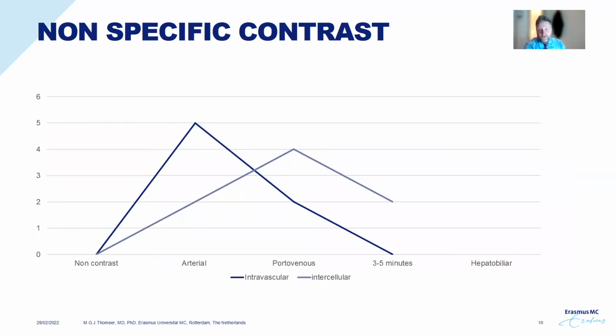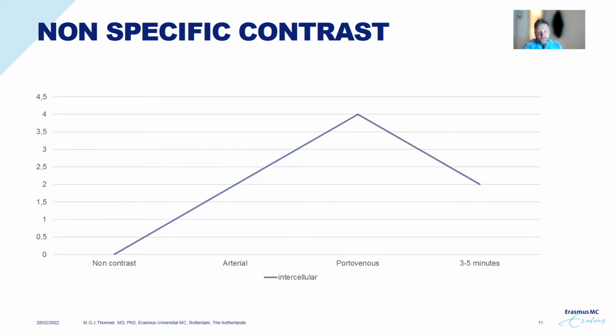What happens now if you inject non-specific contrast into the arm vein? First, the contrast goes intravascularly in the arteries, and then intercellularly, also called the parenchyma phase. This is the organ enhancement phase due to contrast extravasation in the intercellular space of organs. When using a liver-specific contrast, there will also be an intracellular phase, but about this later.